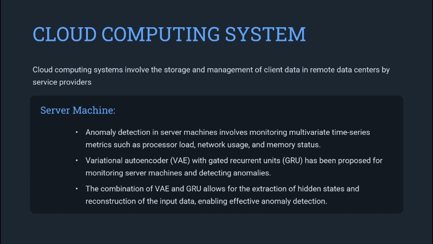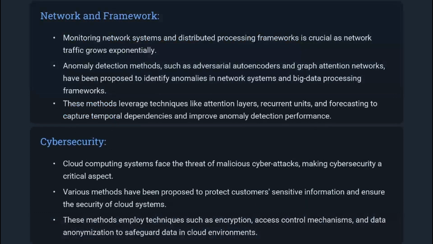You can also use this technique in cloud computing systems. Cloud computing systems involve the storage and management of client data in remote data centers by service providers. Server machine: anomaly detection in server machines involves monitoring multivariate time series metrics such as processor load, network usage, and memory status. Variational autoencoder and gated recurrent units have been proposed for monitoring server machines and detecting anomalies. The combination of VAE and GRU allows for the extraction of hidden states and reconstruction of input data, enabling effective anomaly detection.